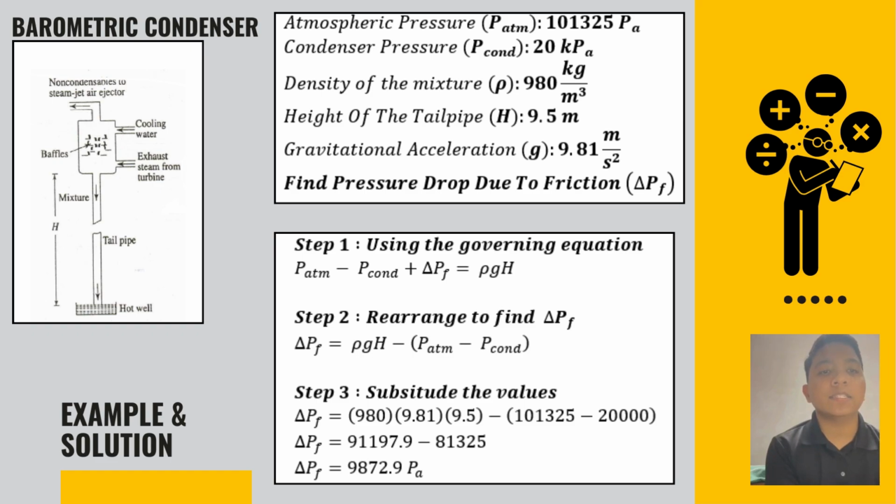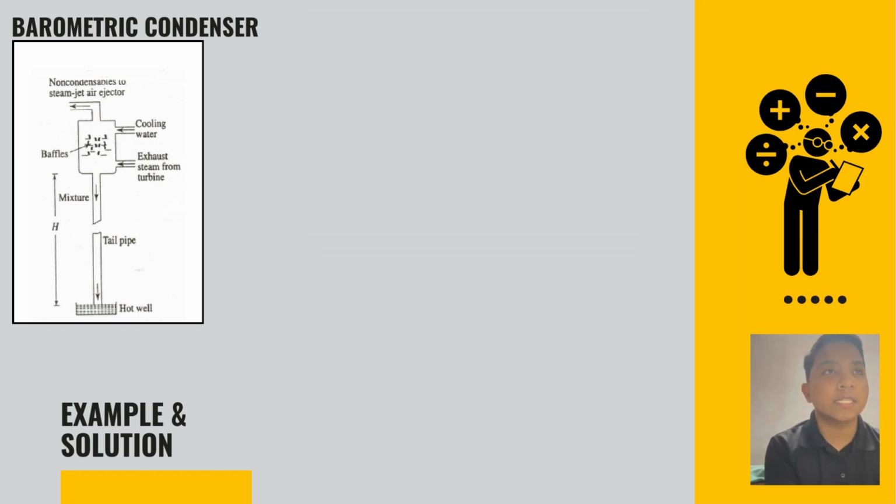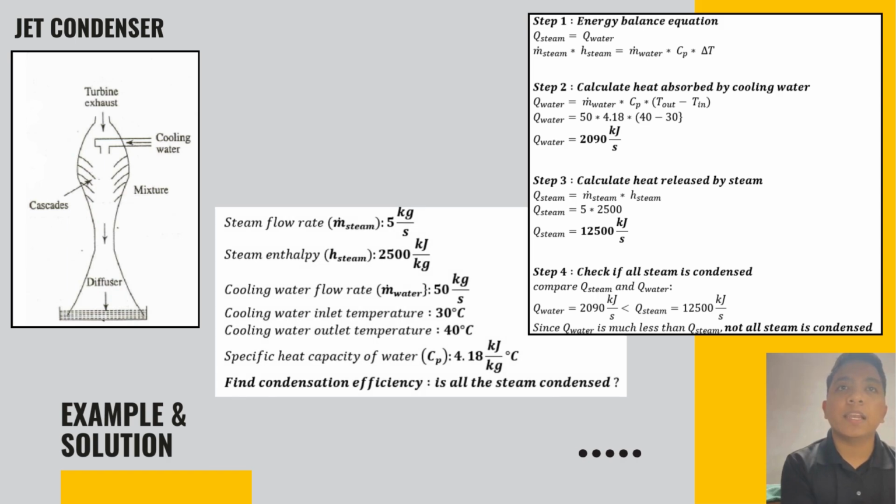So the final answer, the pressure drop due to friction, is equal to 9872.9 Pascal. So this is the solution for the barometric condenser. And next, we look at the last type of direct contact condenser, that's the jet condenser.